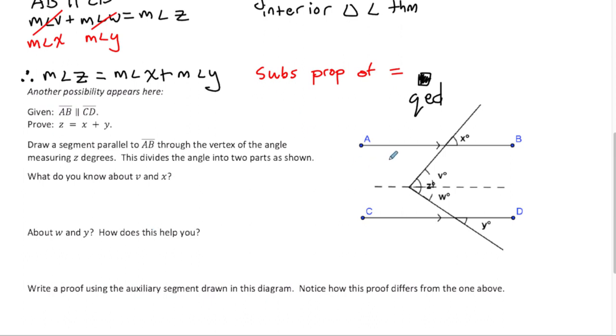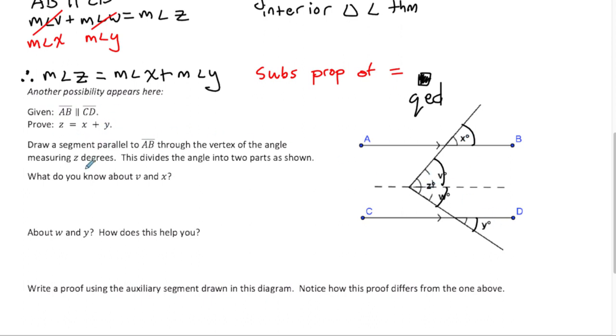Yeah, Ellery? You can tell more quickly because of corresponding angles that x forms the top half of angle z and y. So x and v are congruent? Yeah. And then y and w are congruent. Easily x plus y. Yeah, exactly. So x is the same as v. W is the same as y. Both of the reason there's corresponding angles. And then w plus v is z, which means x plus y is z. We're done with the proof.